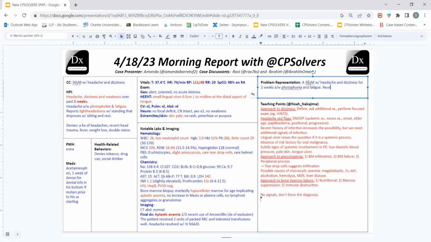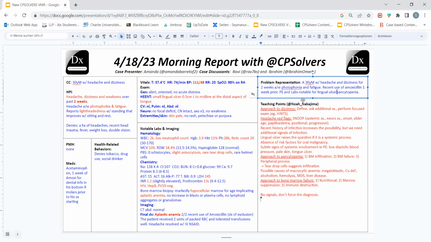Tying it all back to the case, it's a younger patient. We didn't have many localizing symptoms. We talked about the recent history of infection, which would increase the possibility of an infectious complication, but we needed more signals. On physical exam, relevant findings were the lingual ulcer, the pale skin, and the low diastolic blood pressure, all very non-specific, but they all pointed to a more systemic disease.